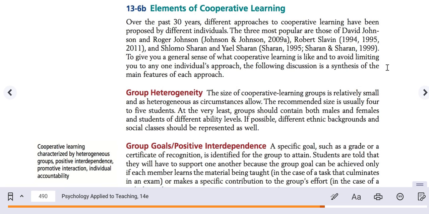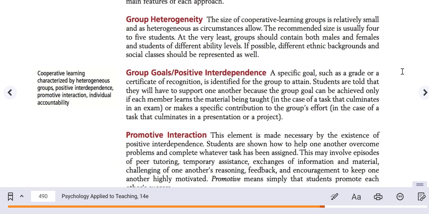Group goals, positive interdependence. A specific goal, such as a grade or a certificate of recognition, is identified for the group to attain. Students are told that they will have to support one another because the group goal can be achieved only if each member learns the material being taught, in the case of a task that culminates in an exam, or makes a specific contribution to the group's effort, in the case of a task that culminates in a presentation or a project.